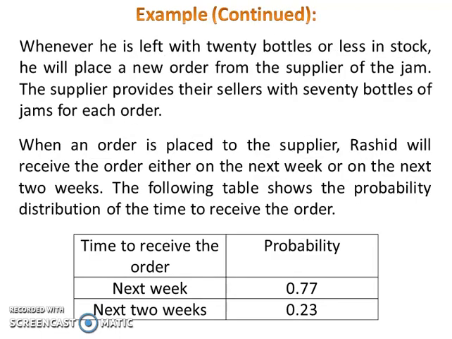Whenever he is left with 20 bottles or less in stock, he will place a new order from the supplier of the gem. The supplier provides their sellers with 70 bottles of gems for each order. When an order is placed to the supplier, Rashid will receive the order either on the next week or on the next 2 weeks. The following table shows the probability distribution of the time to receive the order.